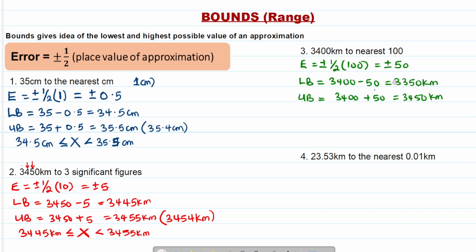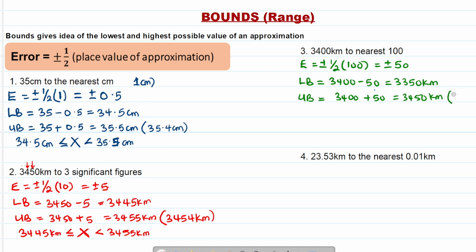Again, the lower bound here means the lowest possible value that could have been approximated to get 3400 kilometer to the nearest 100. While the upper bound here does not mean the highest possible value that can be approximated to get 3400 kilometer to the nearest 100, because if we use this value to the nearest 100, it will end up giving us 3500 kilometer, which is not what we intend to achieve. What we intend to achieve is the value that when approximated will give us 3400 kilometer.